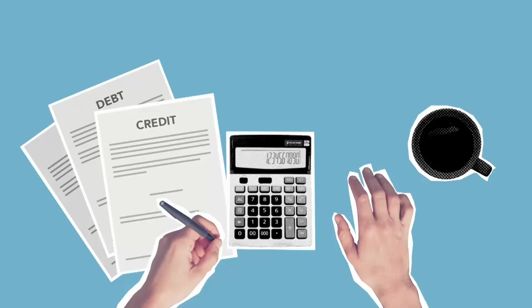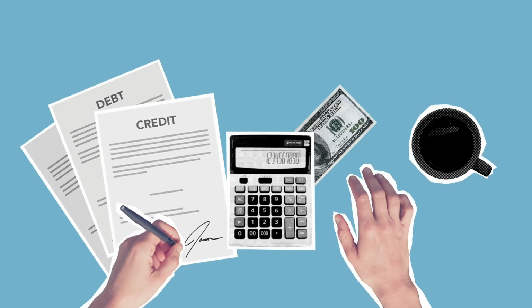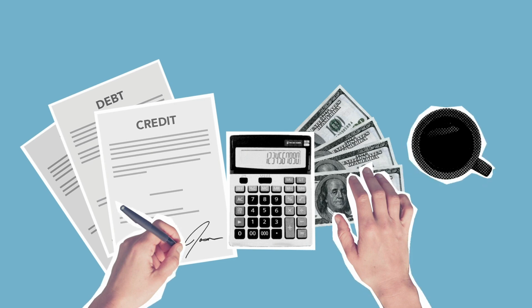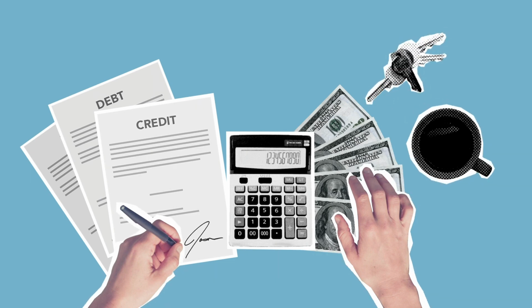We don't look at personal income. It's based on the cash flow of the property. We look at the cash flow of the property, and that's all it is. Cash flow, credit score of the borrower, leverage, LTV. That's it. Very simple.